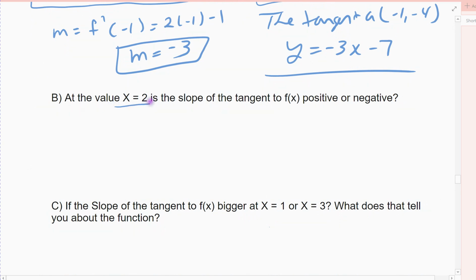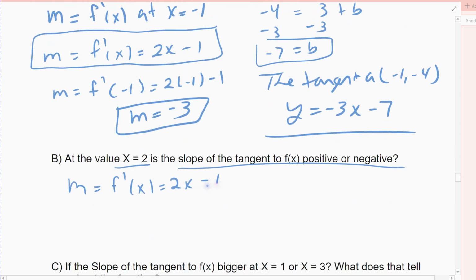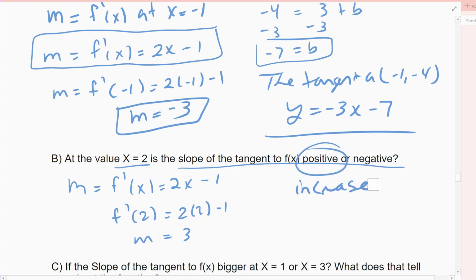At x equals 2, is the slope positive or negative? Well, it's really easy to figure that out. Remember, the slope is the derivative. The derivative was 2x minus 1. So plug in 2 to see if it comes out positive or negative. And so it comes out positive. 4 minus 1 comes out 3. So it's positive. It's an increase, and we know exactly how much it's increasing by, 3 units per change in x.